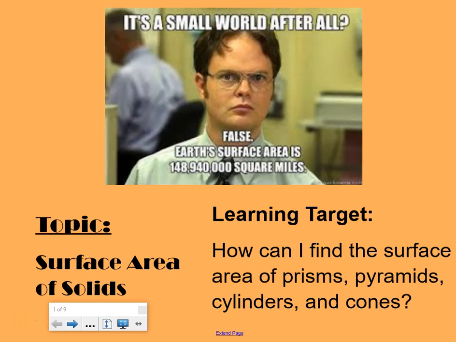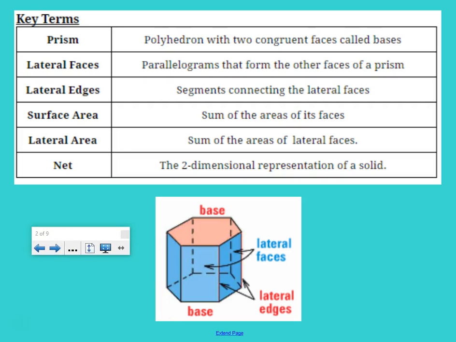Today our topic is surface area of solids. So our learning target is how can I find the surface area of prisms, pyramids, cylinders, and cones. All right, so first off, some key terms.